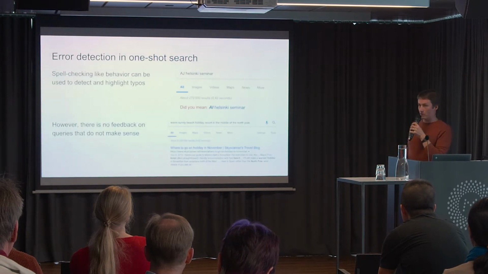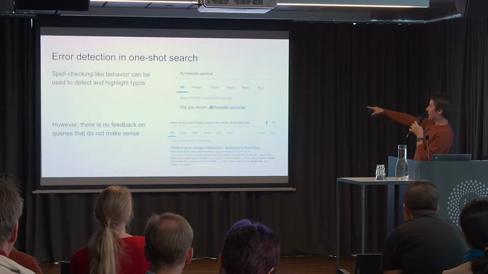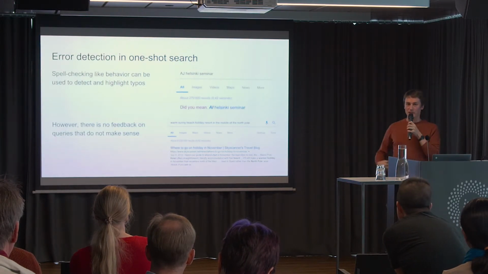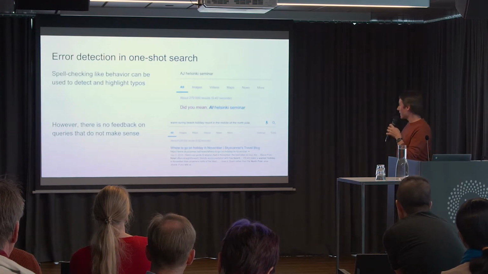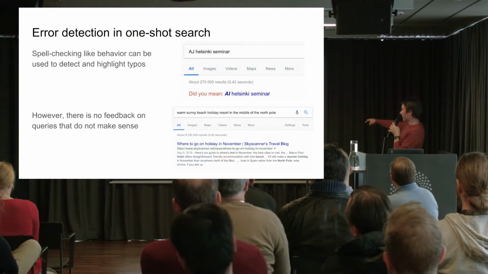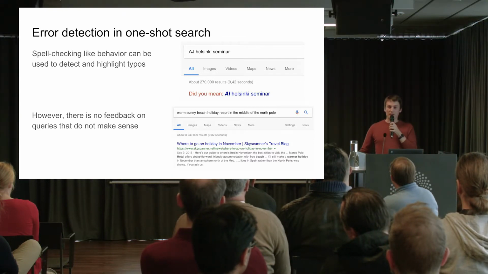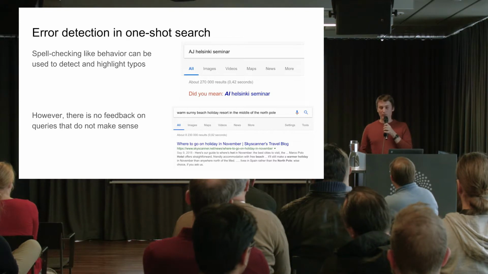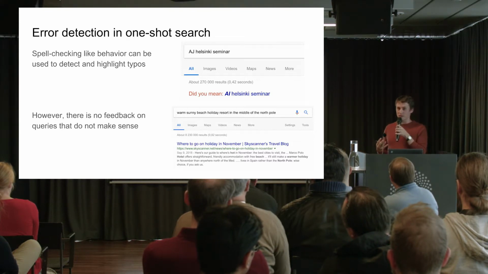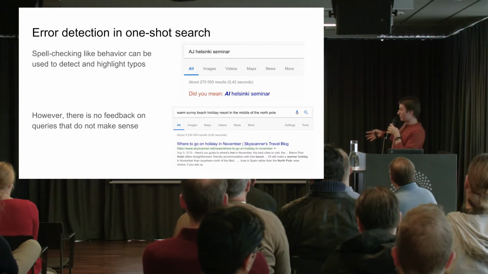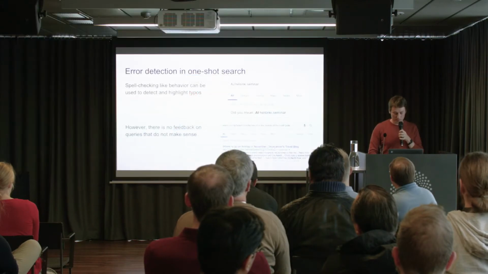And I actually tried this with Google this morning. If I write AIHelsinki seminar, it finds out that I probably didn't mean that spelling, and it tells me that maybe I didn't mean to type that. But for example, if I type something that doesn't make sense to the search engine, like I want to find a warm, sunny beach holiday in the middle of the North Pole, as a human, it doesn't really make sense. There's no such thing. But Google doesn't realize that, it just gives you something that maybe makes sense.